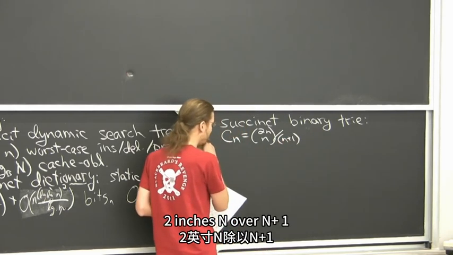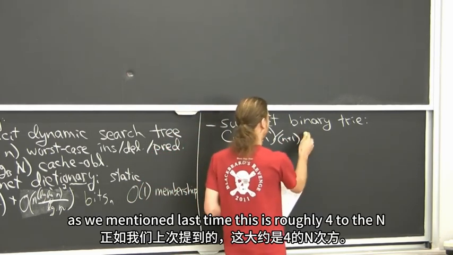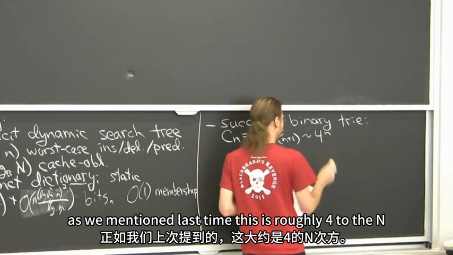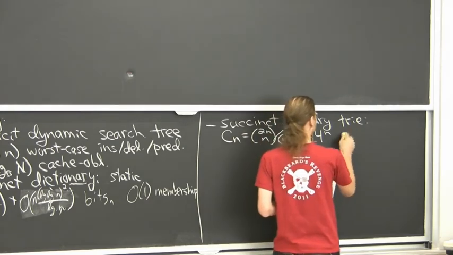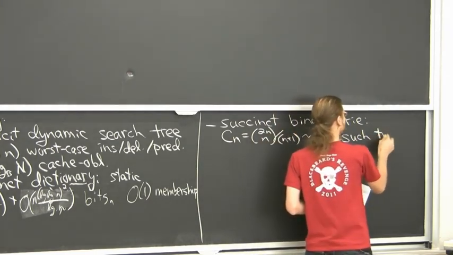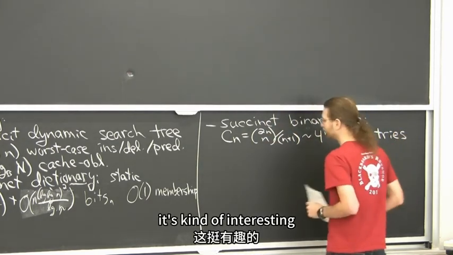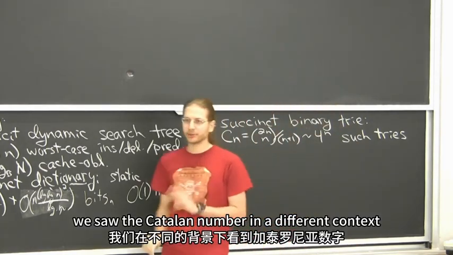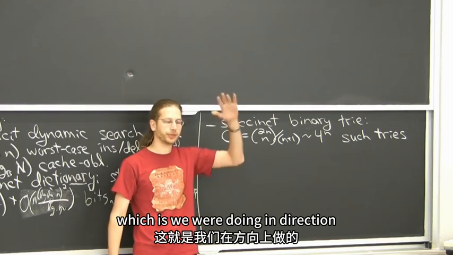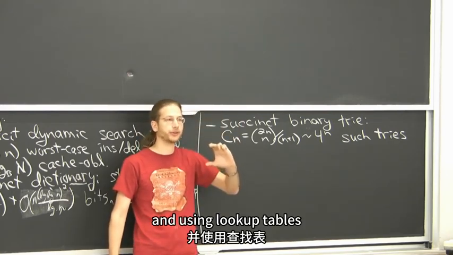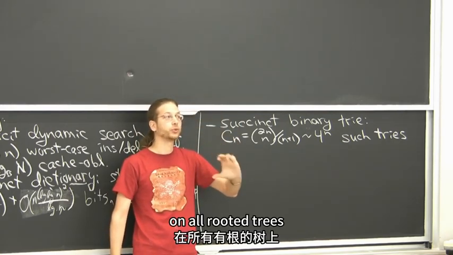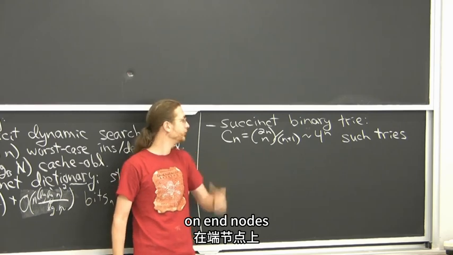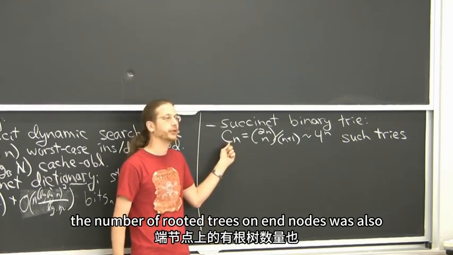2n choose n over n plus 1. As we mentioned last time, this is roughly 4 to the n. This is kind of interesting. We saw the Catalan number in a different context, when we were doing indirection and using lookup tables at the bottom on all rooted trees on n nodes. The number of rooted trees on n nodes was also a Catalan number.